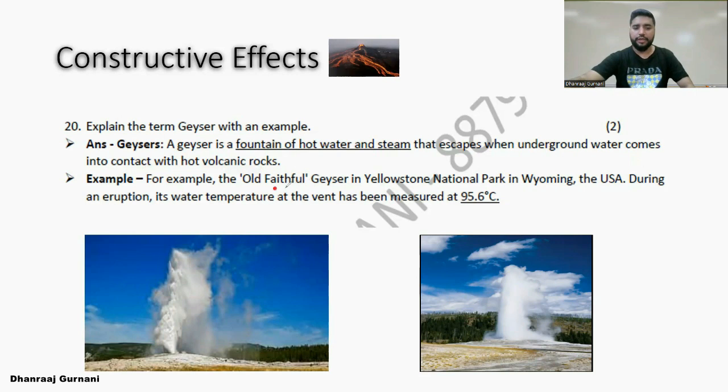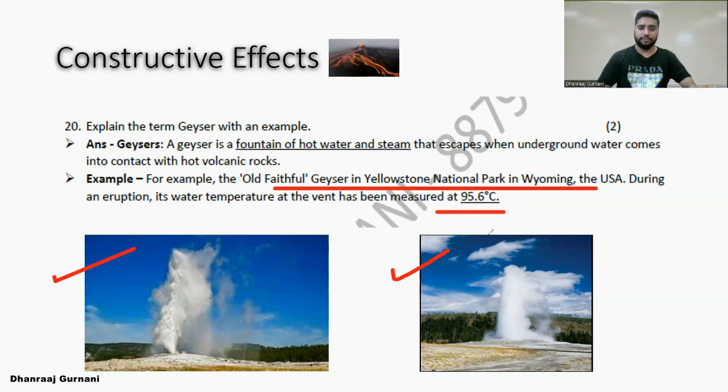For example, Old Faithful Geyser in Yellowstone National Park in USA. Here are these examples of the Old Faithful Geyser. During an eruption, water temperatures at the vent are nearly measured at 95.6 degrees. So hot springs and geysers are to some extent similar, but they have a difference. What is it? The temperatures of geysers go up to 95.6 near the vent.